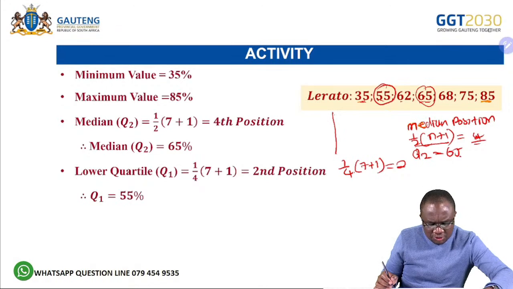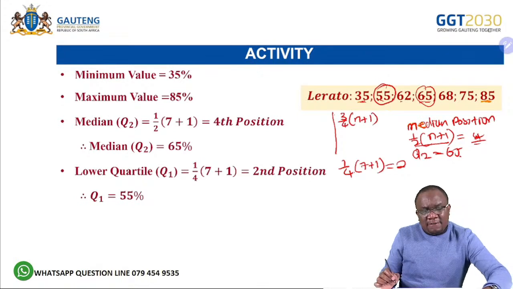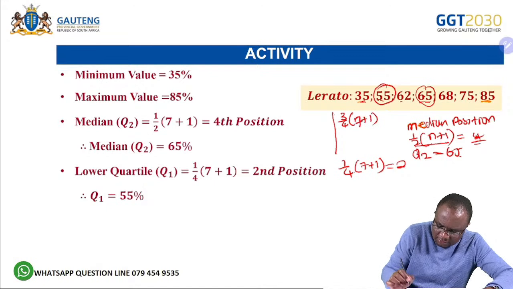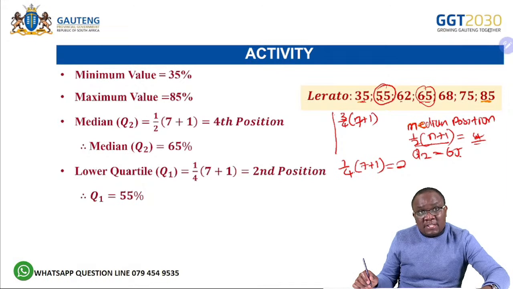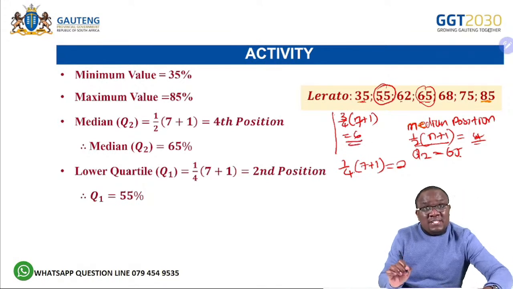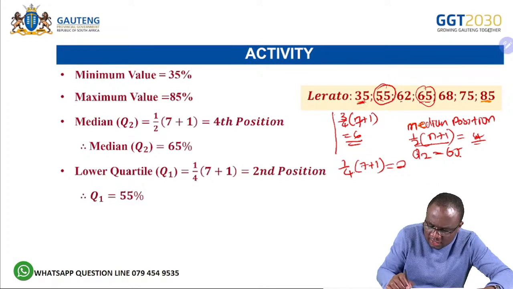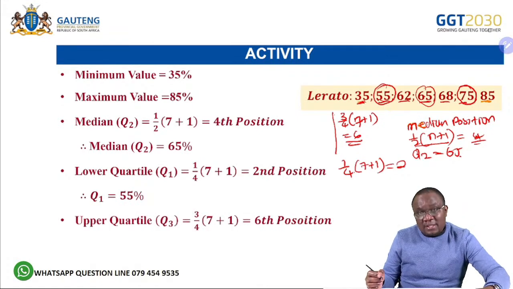Okay, let me use this space here for the upper quartile. The upper quartile is going to be 3 over 4, that's the position of the upper quartile. And then 7 plus 1, let me just write 7 here. I don't have enough space to do all those steps. 7 plus 1 is 8, and then 8 divided by 4 is 2, then 2 times 3 is 6. So this one is giving us 6th position. Remember, 6 is not the upper quartile. This is the position of the upper quartile. So it's 1, 2, 3, 4, 5, 6. Do you see that? So this is our upper quartile. And then we get what? 75%.